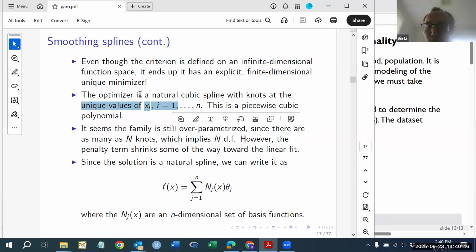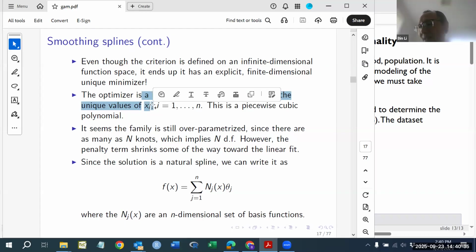First, it's very simple to model. It's just a natural cubic spline with knots at the unique values of xi. And the second is it removes the knot selection bias. There is no subjectiveness anymore because we select every unique value of x appearing in the data set as the knots. Okay, so then you may ask, wait a minute, that may cause overfitting.